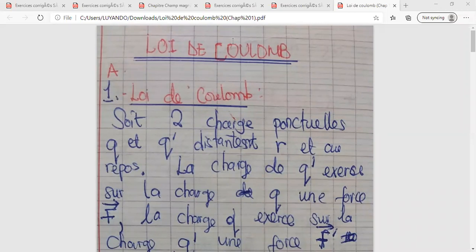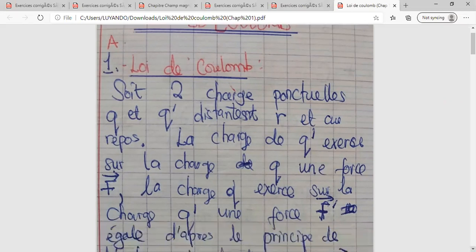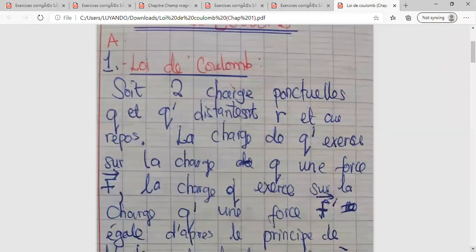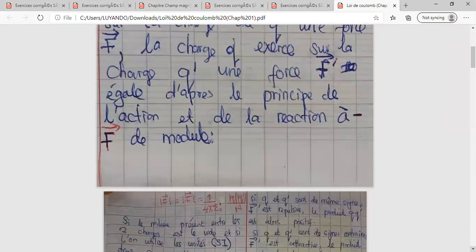Loi de Coulomb, I'm reading now, so follow. Soit deux charges ponctuelles Q et Q', distantes de R et au repos. La charge Q exerce sur la charge Q' une force F'. La charge Q' exerce sur la charge Q une force F, égale d'après le principe de l'action et de la réaction à F' en module.